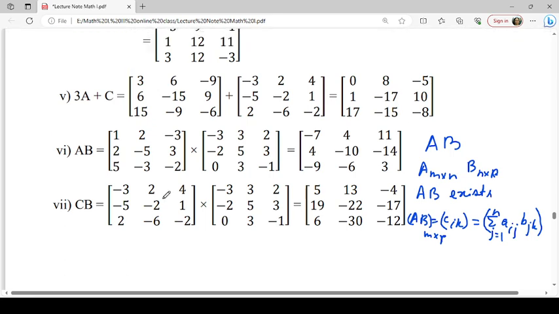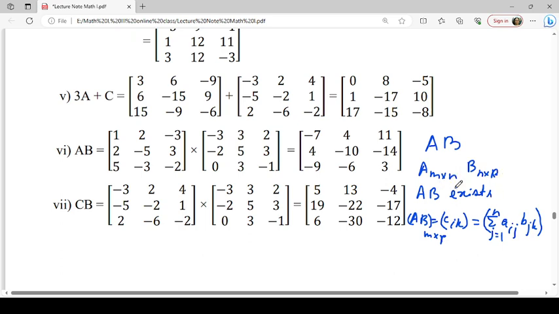So here you see AB. This is the definition. A is 3 by 3, B is 3 by 3, so AB is possible, and BA is also possible. For C_ik, C11 means i is 1, k is 1, so this is row i, this is 1, this is 1.